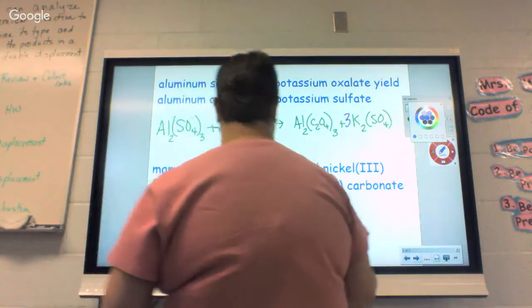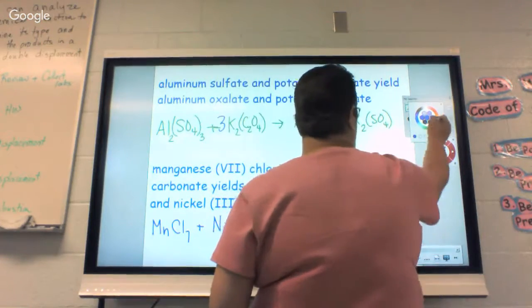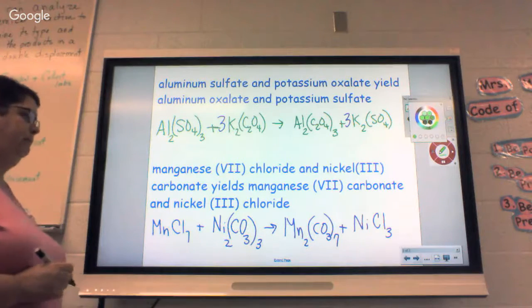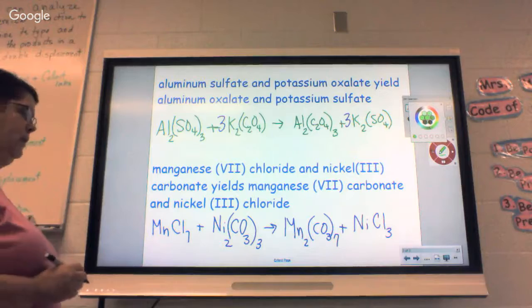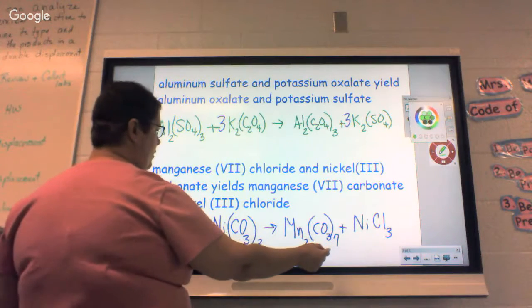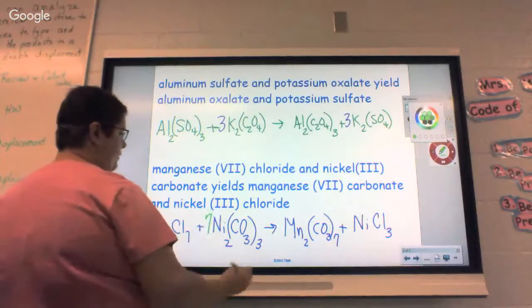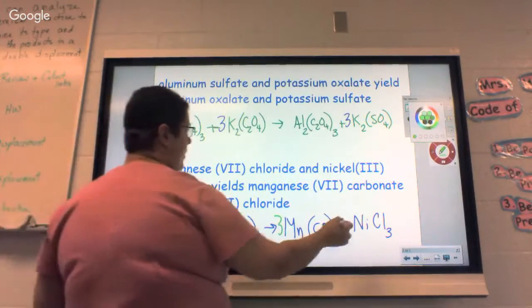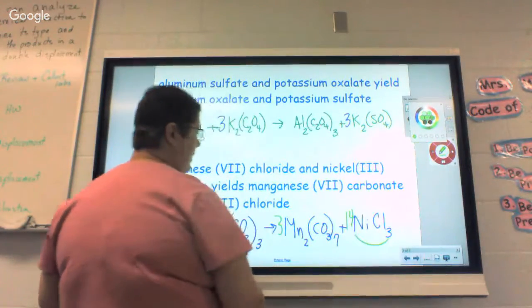And what else do we got? Nickel 3 chloride. All right, what do we want to balance first? Okay, how many carbonates are here? How many here? What are we going to do? 7 and 3. How many nickels did I make? And I made 14. All right, how many chlorines did I make?